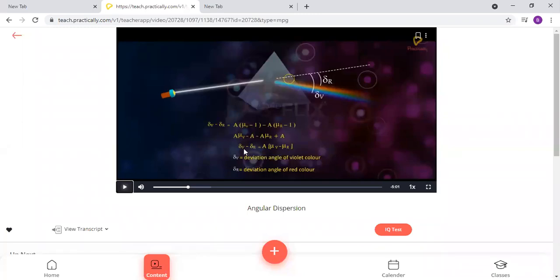That is the range mark. V minus R means range. Delta V minus delta R, range formula. Deviation angle of violet color, deviation angle of red color. So red is the minimum deviation, violet is the maximum deviation. That is the V minus R. That is refractive index V minus refractive index R. So every color has some different refractive index. A is the angle of the prism.